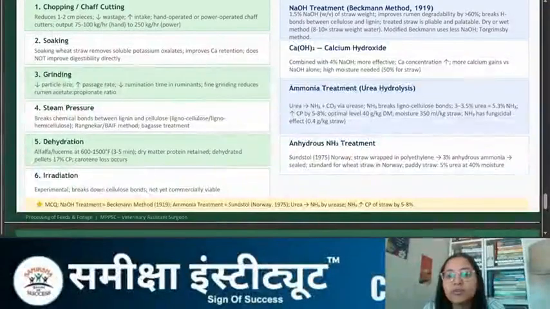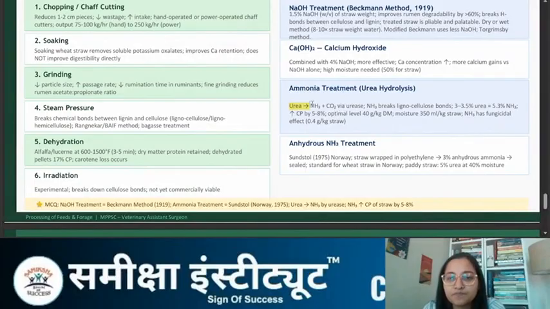Okay, ammonia is produced by urea hydrolysis. Urea after hydrolysis produces ammonia and carbon dioxide via the urease enzyme. So ammonia will break down the lignocellulose bonds. 3 to 3.5% urea will give 5.3% ammonia. Crude protein content will increase by 5 to 8%. 40 grams per kg dry matter is the optimum level. Moisture level should be 350 ml per kg or 400 ml per kg. Ammonia has a fungicidal effect also.